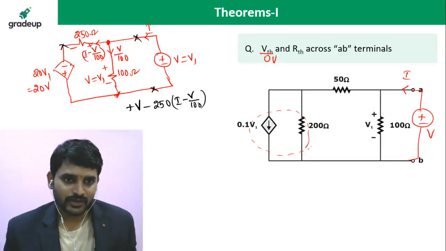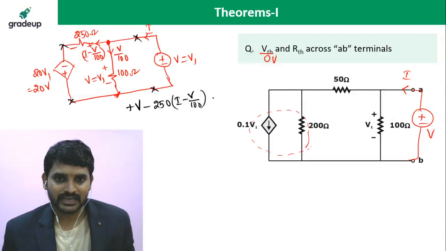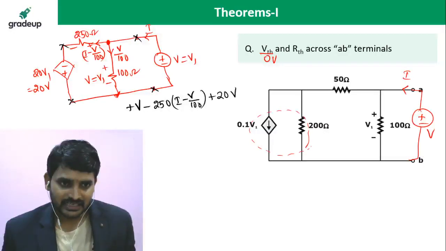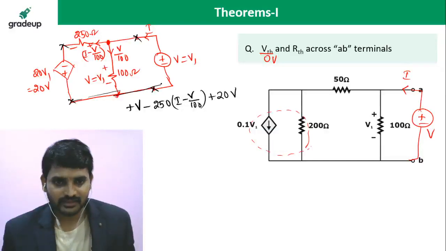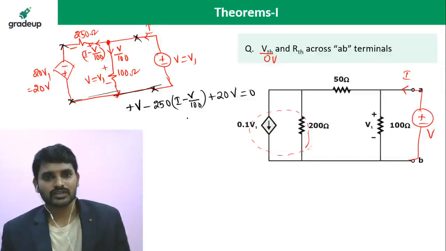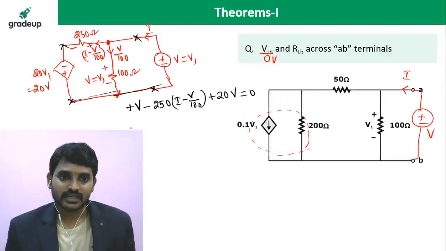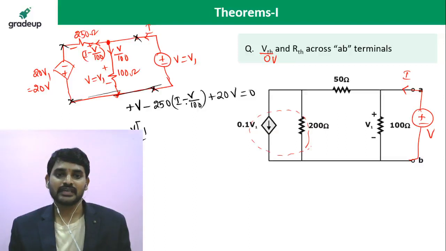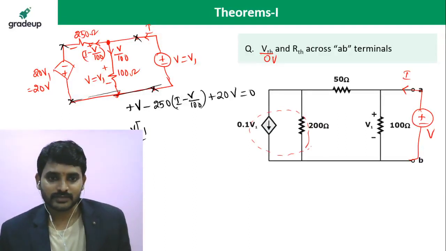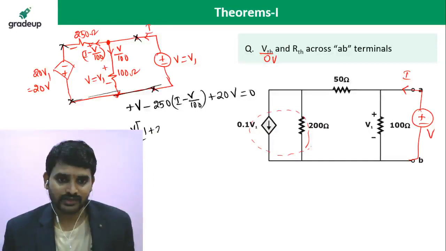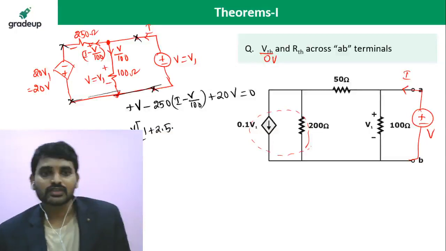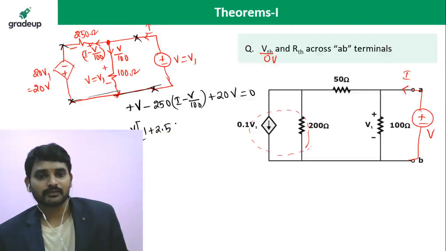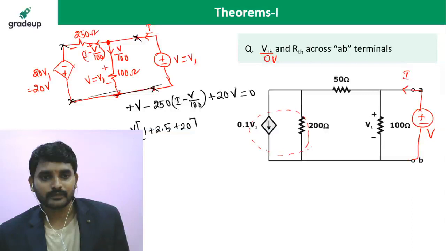Next, this point to this point. What is the polarity I am leaving? Plus. How much voltage? 20 V. Is there any other thing here? Nothing. So equals 0. Chalo, take up the V terms. If you take V as common, you will get 1 here, and this will be plus 250 by 100. If it is plus 250 by 100, I think it will be 2.5 V and plus 20.